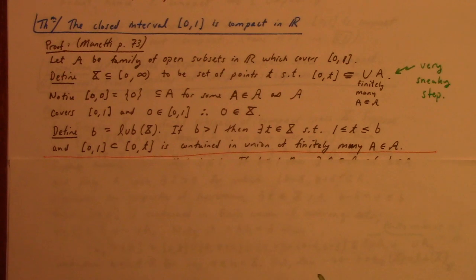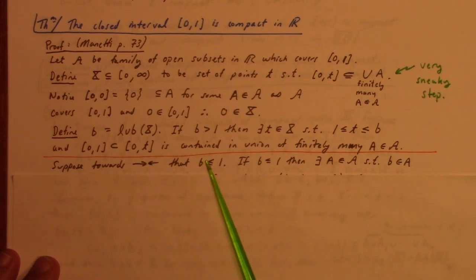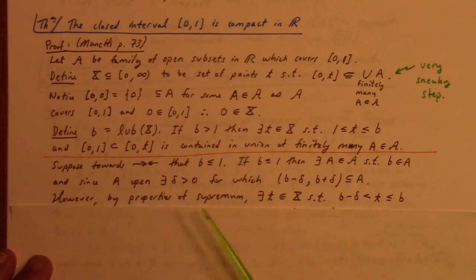Yay, we win. So what's the other possibility? The other possibility is that b is less than or equal to 1. If b is less than or equal to 1, we're going to get a contradiction. How are we going to get that contradiction? Well, let's see. If b is less than or equal to 1, that means there exists an A such that b is an element of A, and since A is open, there's a delta for which b minus delta to b plus delta is a subset of A, right?